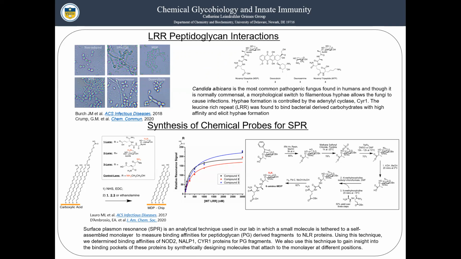Our lab also uses surface plasmon resonance, or SPR, to study the interactions of LRRs with the peptidoglycan derived fragments. SPR is an analytical technique in which small molecules are tethered to a self-assembled monolayer, shown here, to measure the binding affinities for peptidoglycan-derived fragments to these NOD-like receptor proteins. Small molecules tethered to the monolayer are synthesized, such as the 6-amino monomer dipeptide fragment shown on the right. Using this technique, we have determined binding affinities of NOD2, NALP1, and CYR1 proteins for PG fragments.